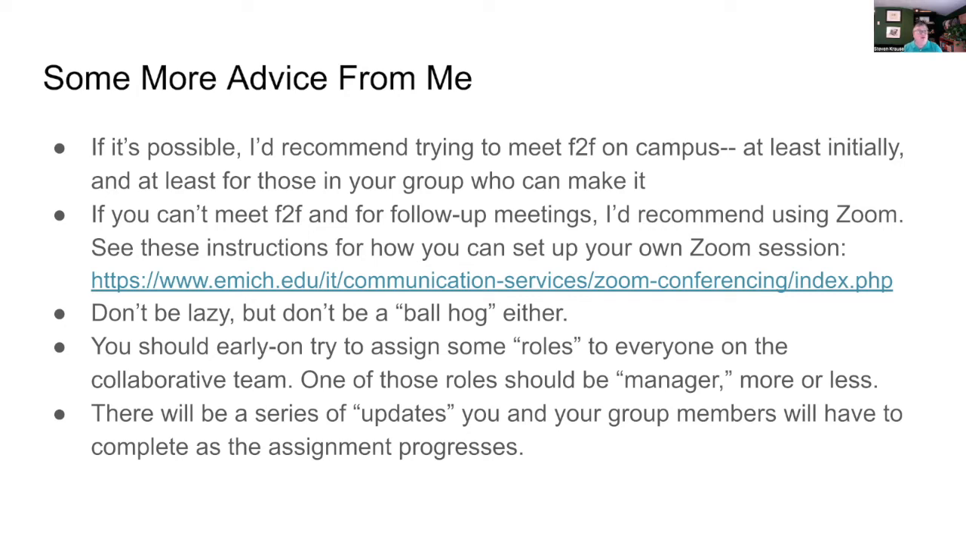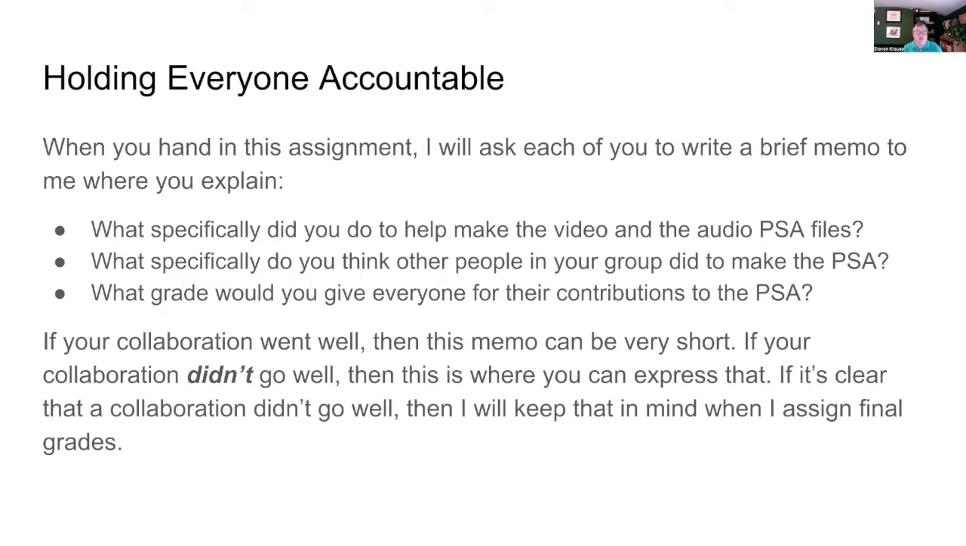There's going to be a series of updates as we go along here where you have to tell us, as in me and everybody else in the class, how your collaboration is going as the assignment progresses. So, you're going to have those sorts of touch points as we go through the assignment.